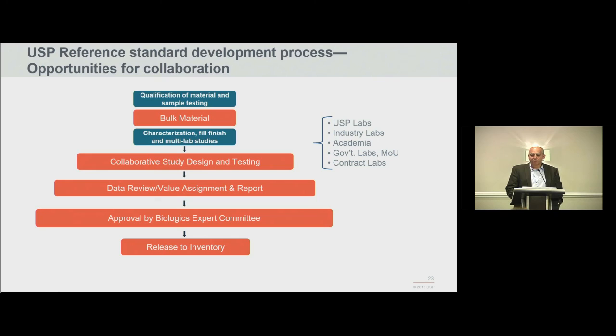This is a diagram for how we run collaborative studies when we develop a reference standard. And you can tell, at the front, the early steps where we bring a bulk material, but also qualify a material to use as a reference standard, and the type of characterization, but also as we go through fill finish and multi-lab studies. Those are the steps where we engage with collaborators. We have our own lab capabilities, but also engage with industry labs, academia, government labs, and contract labs.